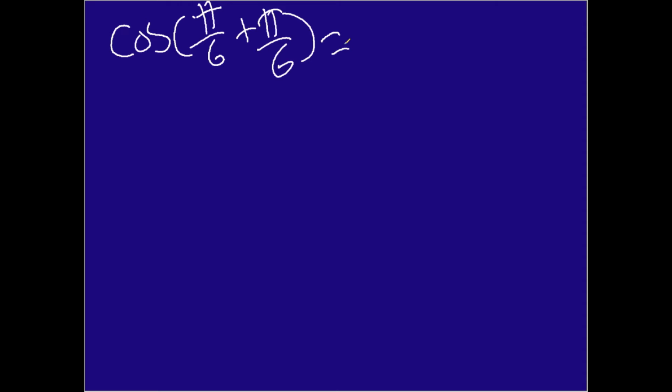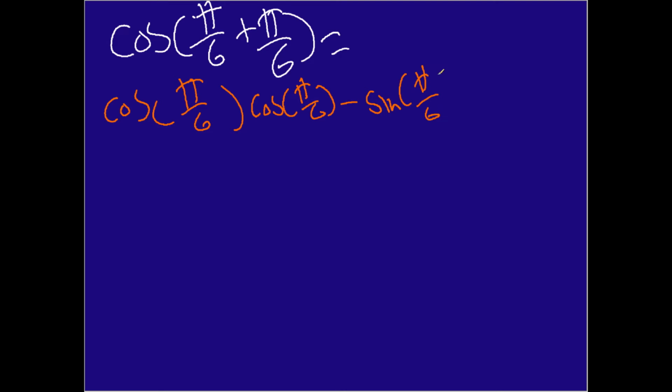If we use that sum formula for cosine, we're going to pull it out as follows. It's going to be cosine pi over 6 multiplied by cosine pi over 6, then subtract sine pi over 6 multiplied by sine pi over 6.